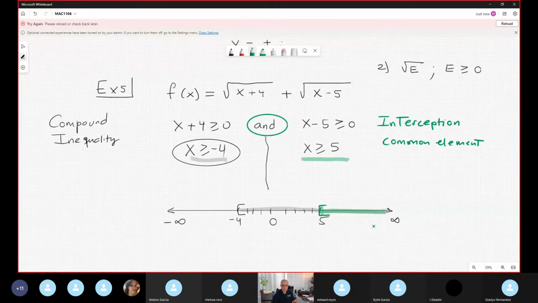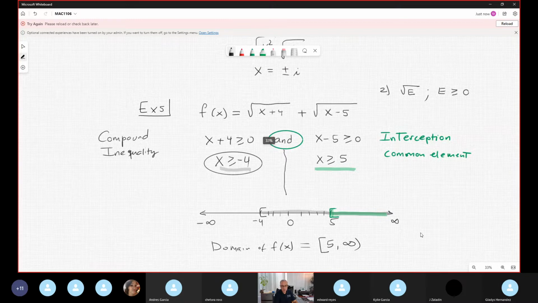So basically, the conclusion is the domain of the function f is bracket 5, comma infinity. Let me try checking. How can we check in here?